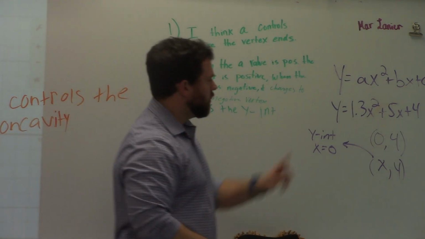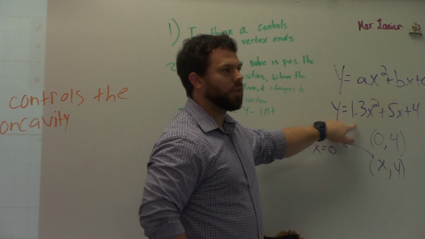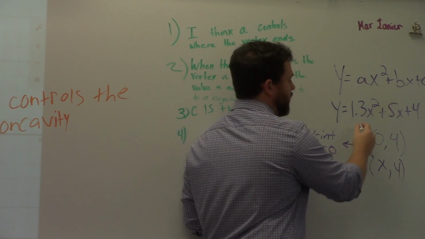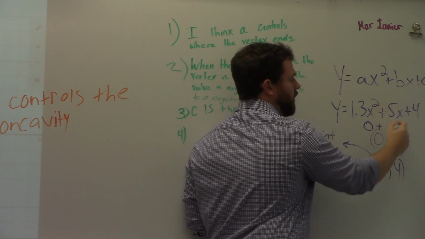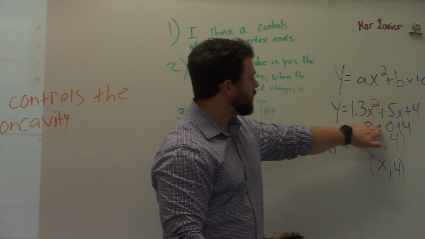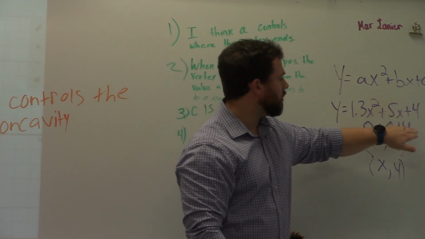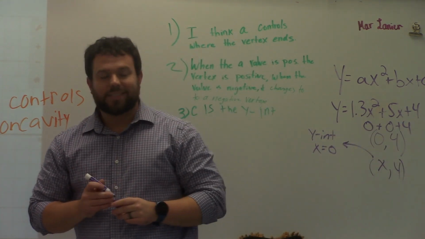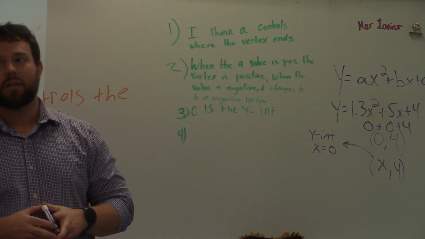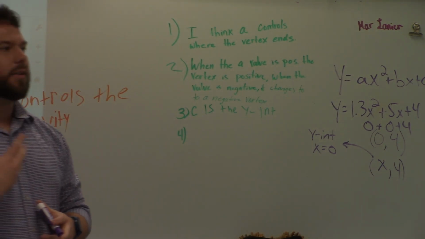Zero, okay? What is zero squared? Zero. Times 1.3, that's? Zero. What's 5 times zero? Zero. Notice, if x is zero, what happens to these two pieces? They become zero, and I'm just left with C, the four. So, C is not the y-intercept, but (0, C) is. A y-intercept is a point, and so we need to be clear about that in our notes.